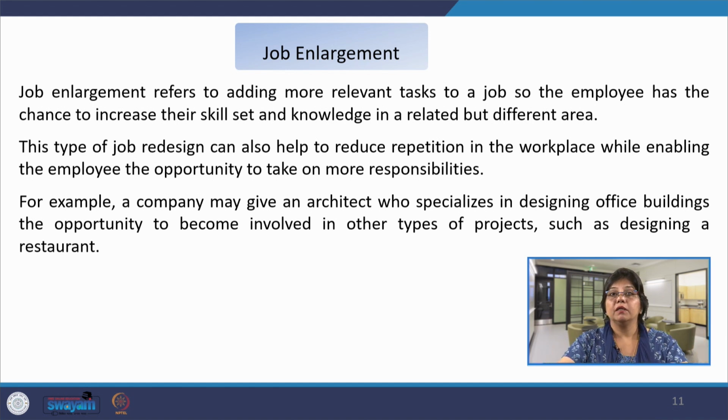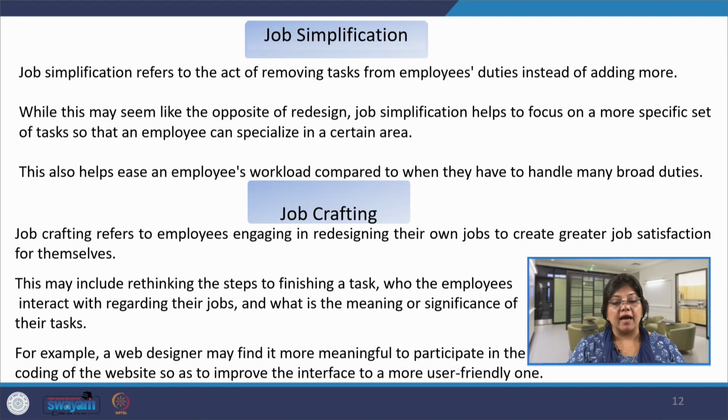For example, a company may give an architect who specializes in designing office buildings the opportunity to become involved in other types of projects, such as designing a restaurant. So, ultimately the area is the same, maybe the specialization is the same, but there is a change in expansion: initially the architect was building only office buildings, now he is designing restaurants as well. So, this adds more responsibility and the job has been enlarged. This is job enlargement. Job simplification is the act of removing tasks from employees' duties instead of adding more.